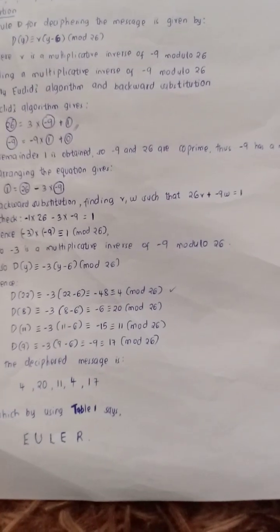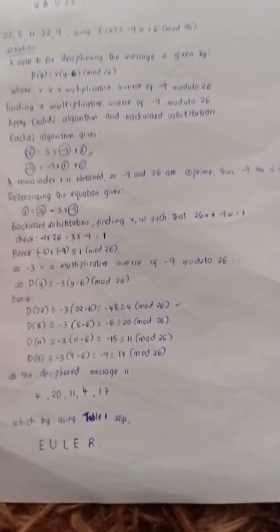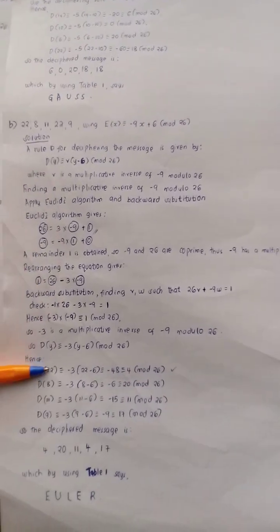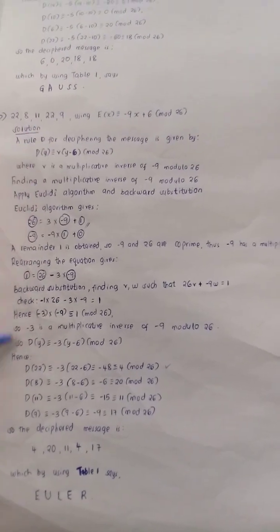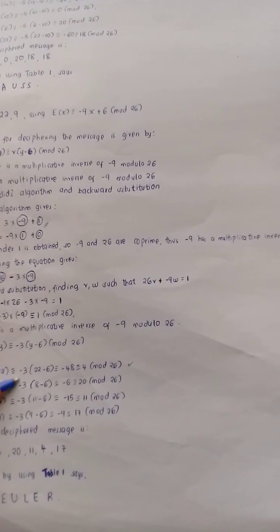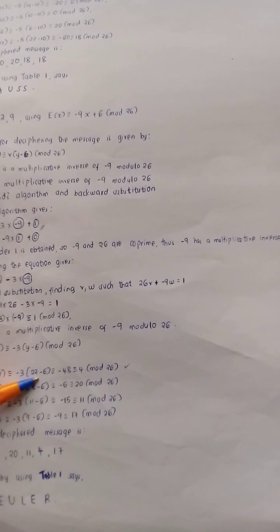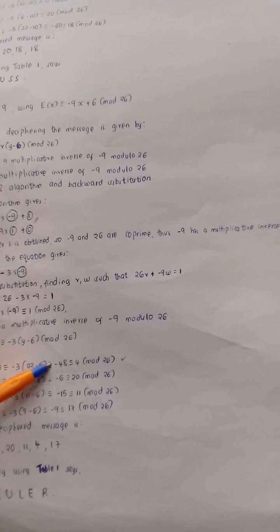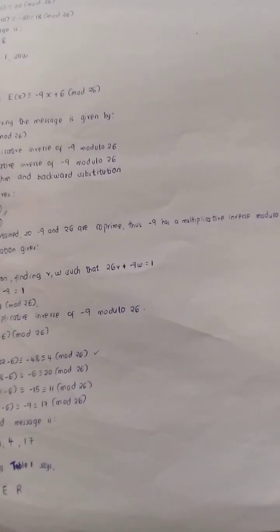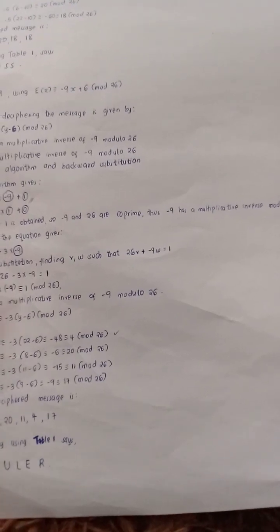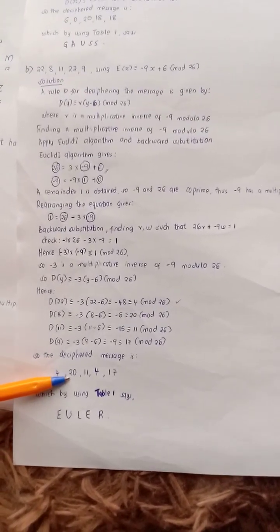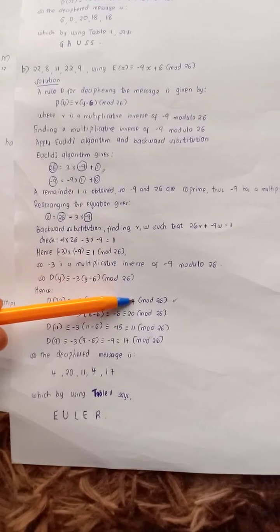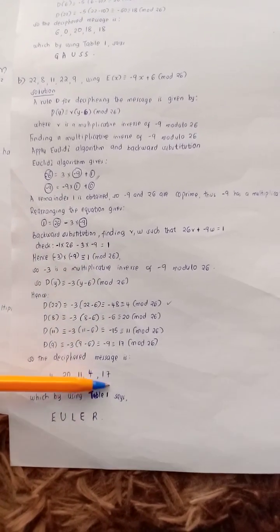We'll use this rule to decipher the message. We start with the first integer, 22, and equate it to this equation, where y is the integers given here. You get D(22) ≡ −3(22 − 6) ≡ −48 modulo 26. We do the same for 8, 11, 22 and 9, and you get the deciphered message 4, 20, 11, 4 and 17.